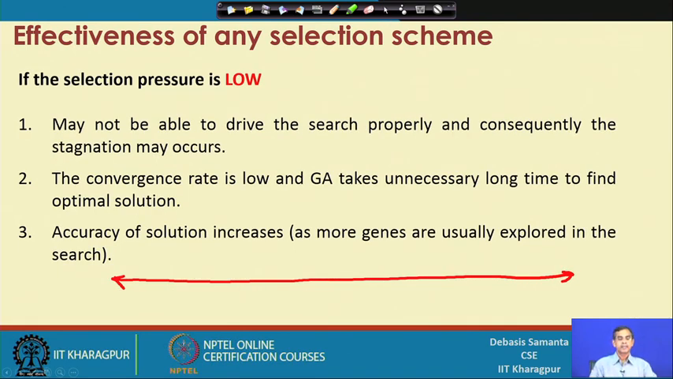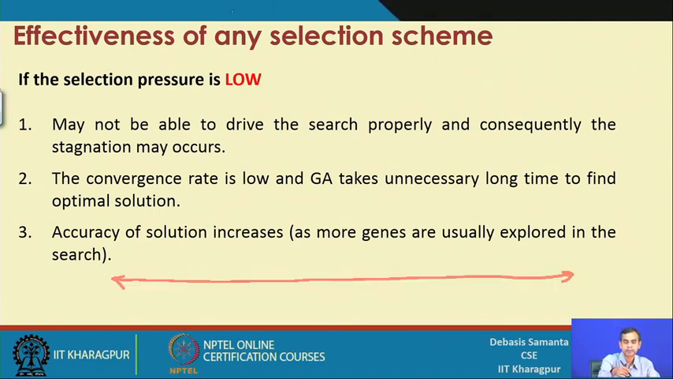And on the other hand, if the selection pressure is low, it may not be able to drive the search properly, and consequently stagnation may occur. The convergence rate compared to when the selection pressure is high is low, and GA takes unnecessarily long time to find the optimum solution. Accuracy of the solution, however, increases if the selection pressure is low, as more individuals are explored in the search process.